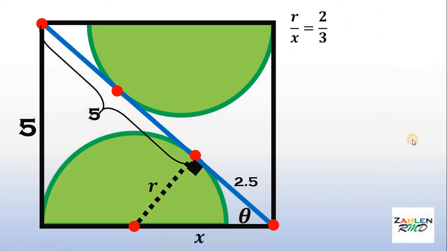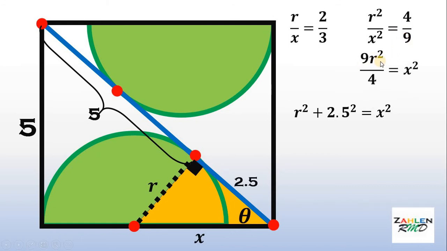Next, what we're going to do is to use this right triangle. Now, since we have a right triangle, we will use the Pythagorean theorem. So if we do that, we get r squared plus 2.5 squared equals x squared. Now, we have r over x equals 2 over 3. Square both sides and we get r squared over x squared equals 4 over 9. Now, solve for the value of x squared and we get 9r squared all over 4 must be equal to x squared. Now, since we have the value of x squared, substitute it into this equation. And we have r squared plus 2.5 squared equals 9r squared over 4.